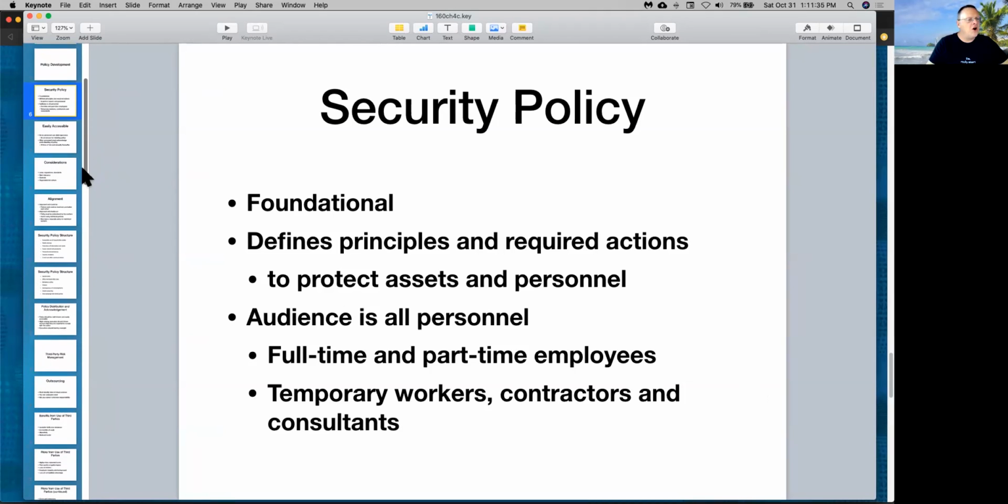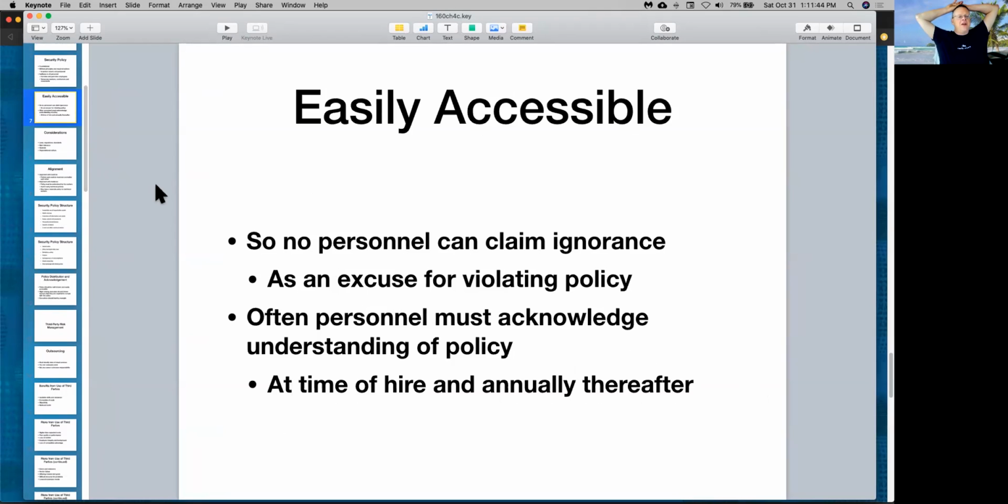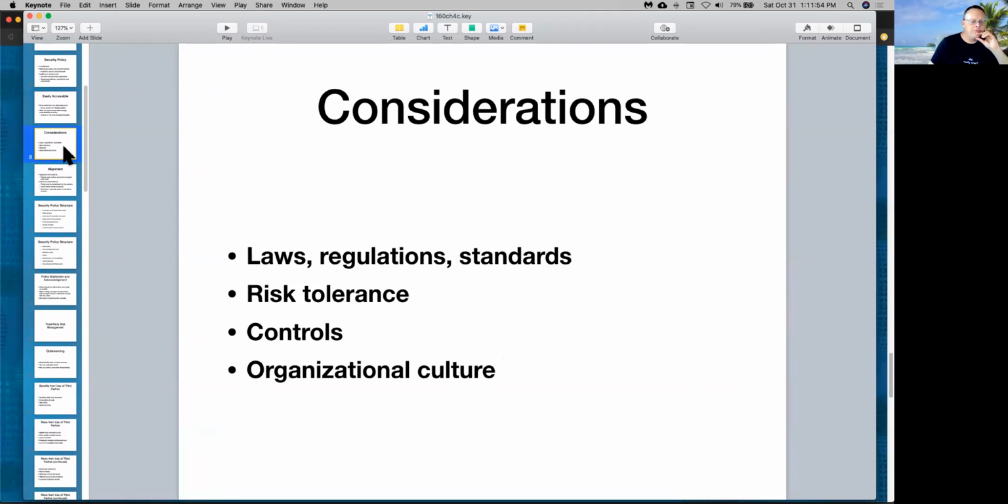This is why when you call a company and try to get them to tell you something, they'll say that's against policy. Everybody's supposed to know what the policy is. So it should be easily accessible. It should be easy for everyone to find. They should be required to sign a document saying they've read it or something. There should be annual training to make sure everybody knows the policy. So a lot of considerations go into making that policy.